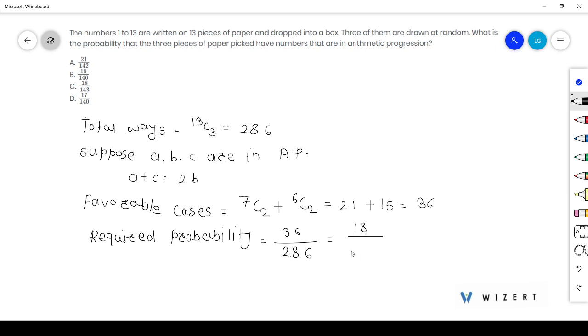After solving this, we will get 18 divided by 143. So our correct option is option C.